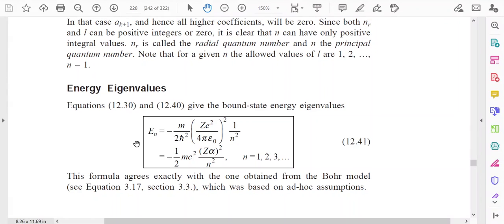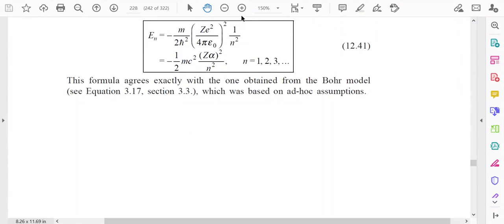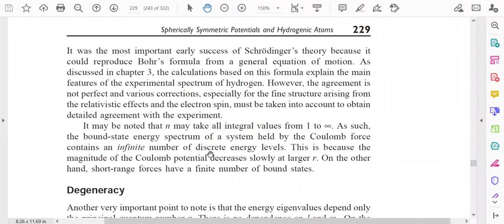In the Bohr model we obtained a similar expression for the energy, but the Bohr model was based on ad hoc assumptions, whereas this energy expression has been derived from the quantum mechanical treatment. So it was the most important early success of Schrodinger's theory, because it could reproduce Bohr's formula from a general equation of motion. This is the success of the Schrodinger equation.